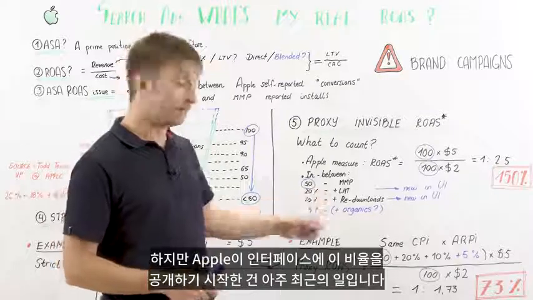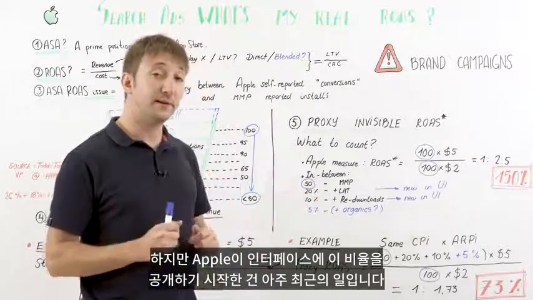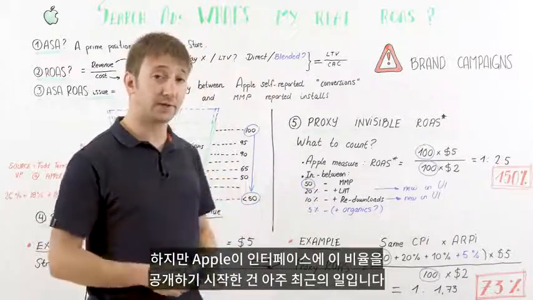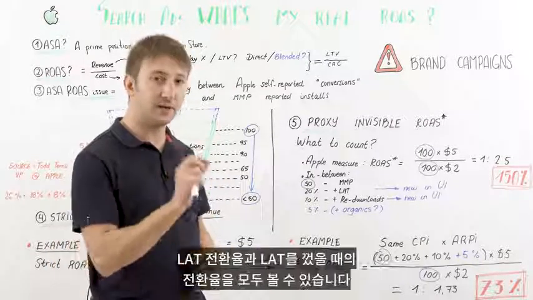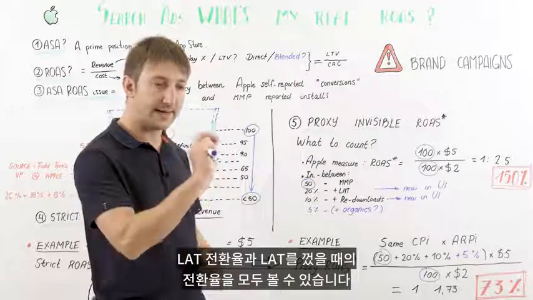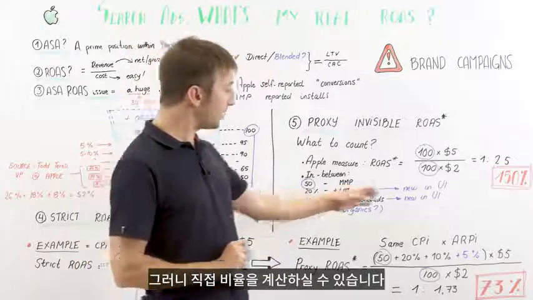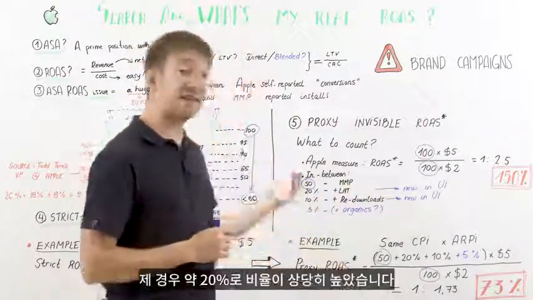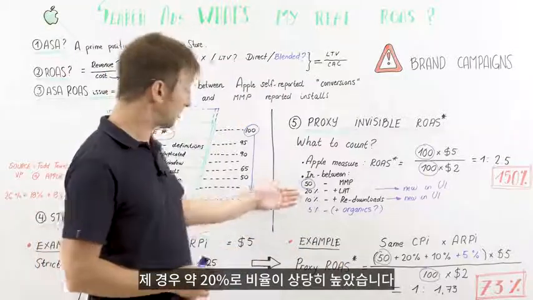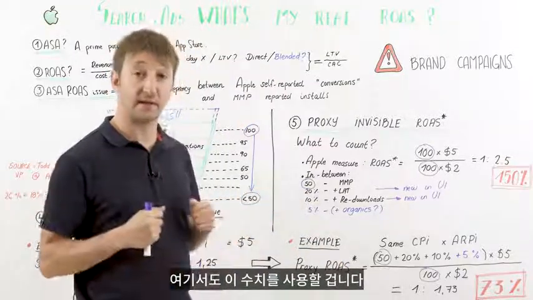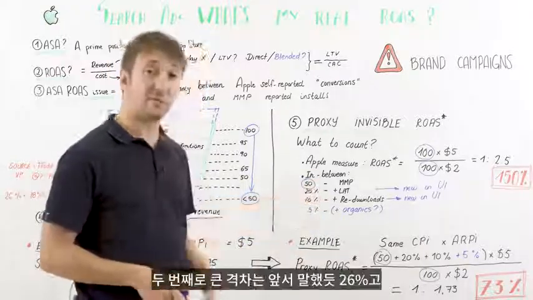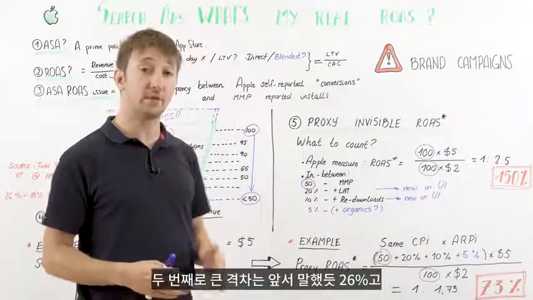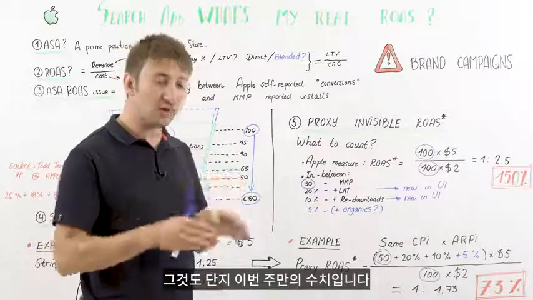But this information, it's only very recently that Apple is telling you the percentage in the interface. You need to activate some hidden columns and you will see LAT conversion and LAT off conversion appear. So you can make your own percentage. In my case, it was fairly high, about 20%. So that's the number I'm going to take. But don't take my number. Go check yours.